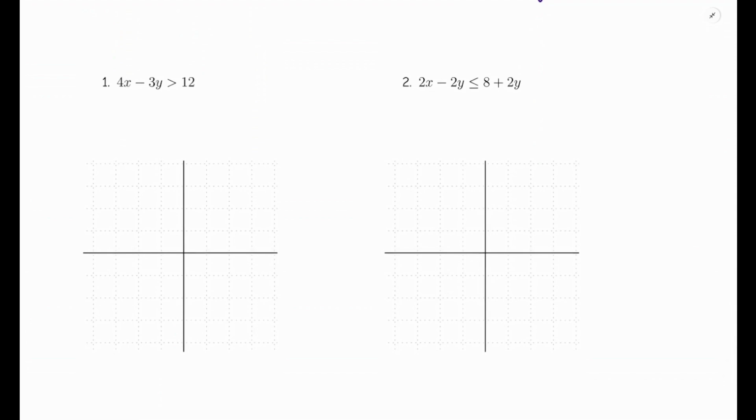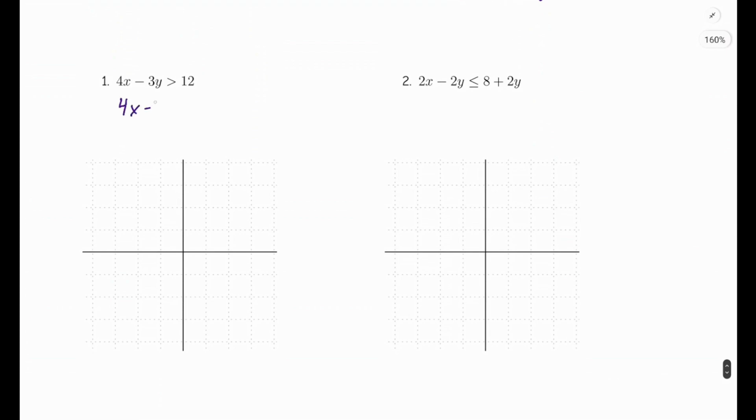4x minus 3y is greater than 12. Again, I'm going to do 4x minus 3y is equal to 12. And instead of solving for y, this time I am going to do the cover-up method. So when I cover up the y, and solve for x, I get x equals 3. So my x-intercept is (3, 0). And now when I cover up the x and solve for y, I get y is -4. So then my y-intercept is (0, -4).